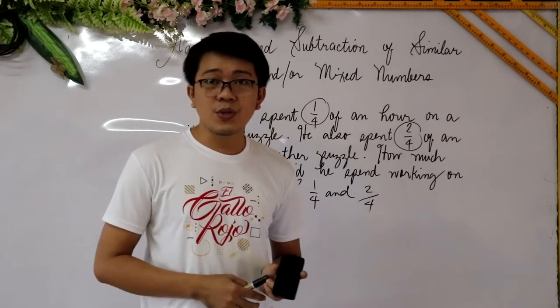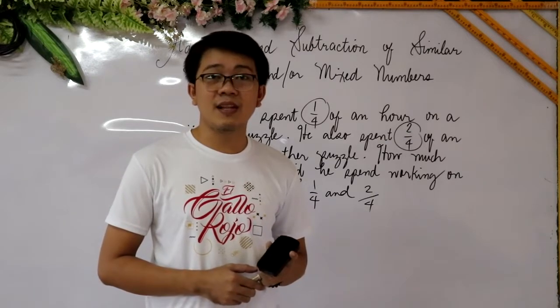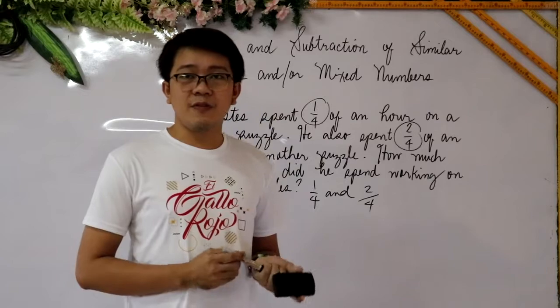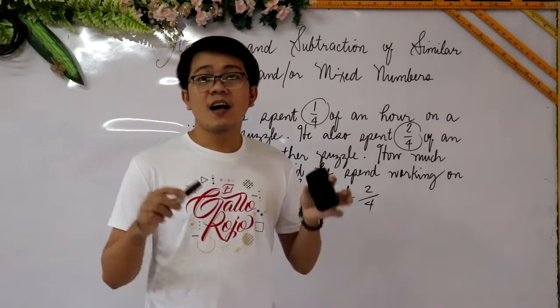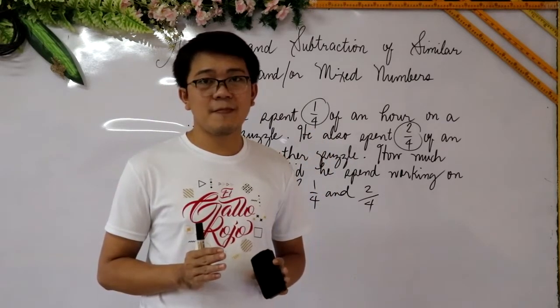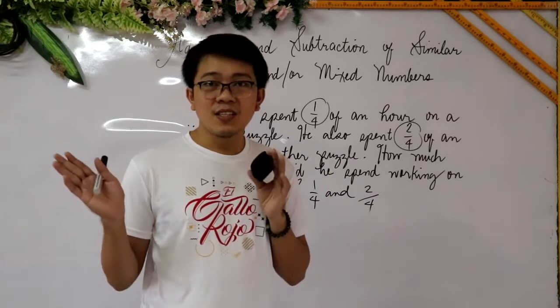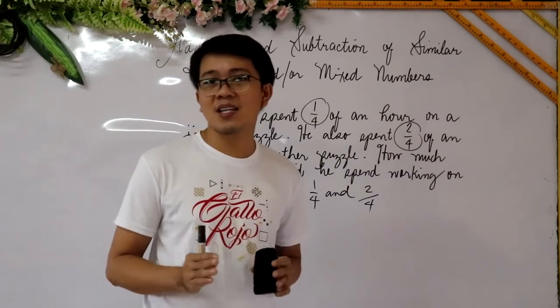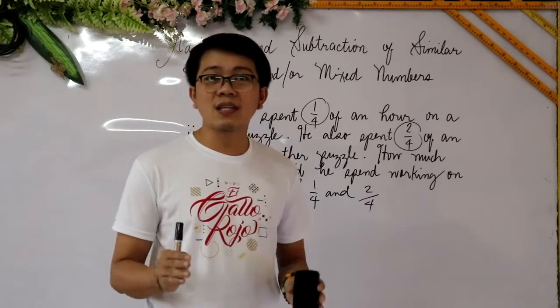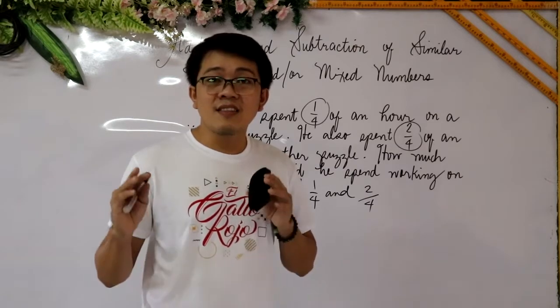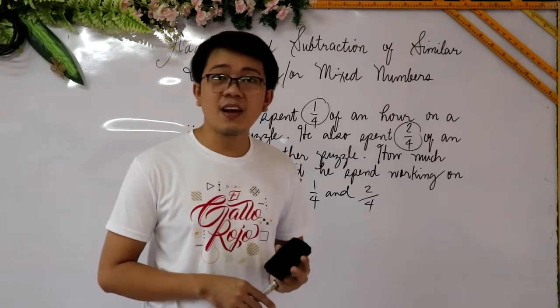Now let me give you the rule on adding and subtracting similar fractions. To add similar fractions, we only add the numerators. And same with the subtraction. To subtract similar fractions, we only subtract the numerators and then copy the common denominator.